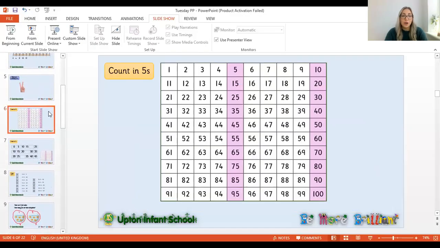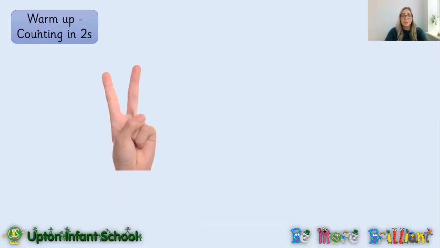Okay, what did you get? Fantastic. You should have said 22. Well done, everybody. That was really tricky. It's really hard to follow, so fantastic. Let's go back to our learning then, and we're going to go on to counting in 5s now.